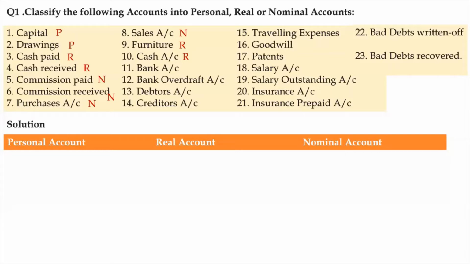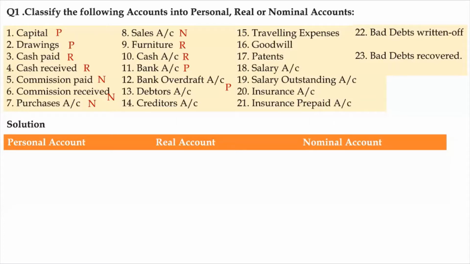Bank account. We have seen that a bank account is personal account. Being it is an asset, but we will treat it as personal account. Why? Because a bank is an institute or company or a business, and these are considered as artificial persons. So that's why this bank account is personal account. We will treat it as an artificial person. Okay. Likewise, the bank overdraft will also be the personal account.